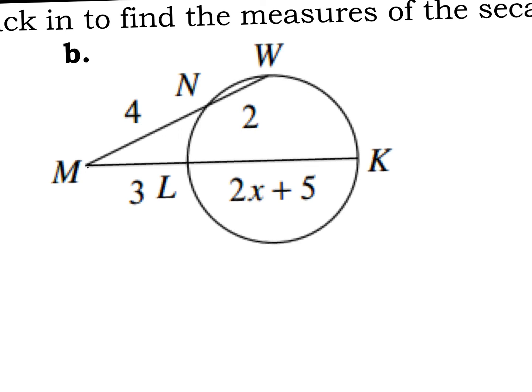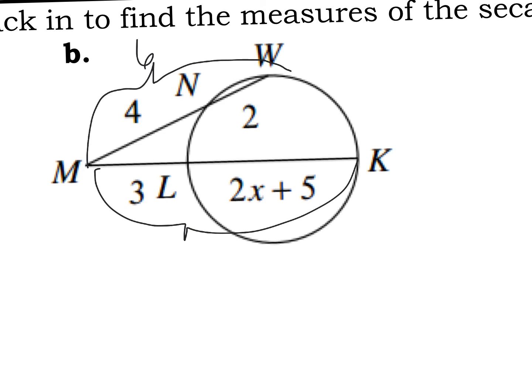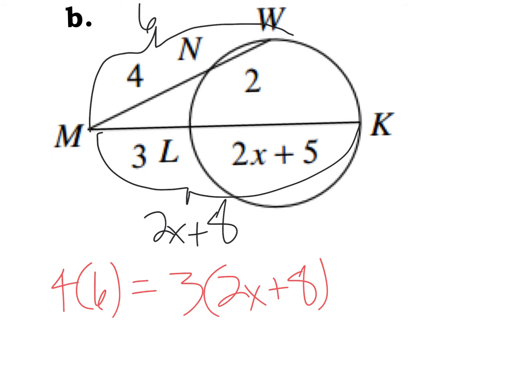Okay, so example B here, I have 4 and 2, so that's going to make this 6. And then I have 3 and 2x plus 5, so add your like terms, this is going to be 2x plus 8. Okay, so setting it up, I'm going to have 4 times 6 equal to 3 times 2x plus 8. 4 times 6 is 24, and 3 times 2x is 6x, and 3 times 8 is 24.